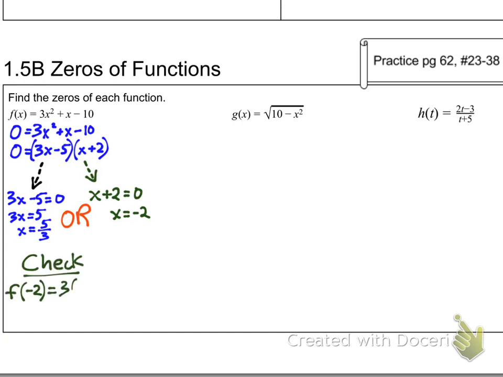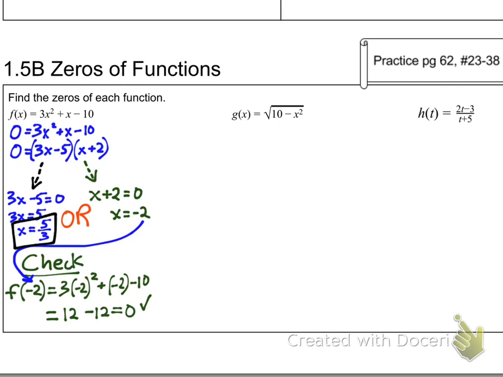Let's check by plugging in negative 2, and when you plug in negative 2, you get 12 minus 12, which is 0, so that checks out. You could do the same thing with 5/3. I'll let you do that on your own time, but that's just a good habit to check those. All right, so those are the two answers. Let's go on to the next one.